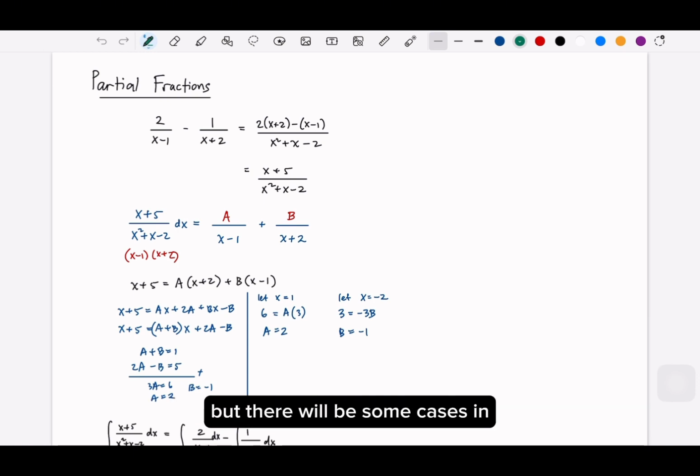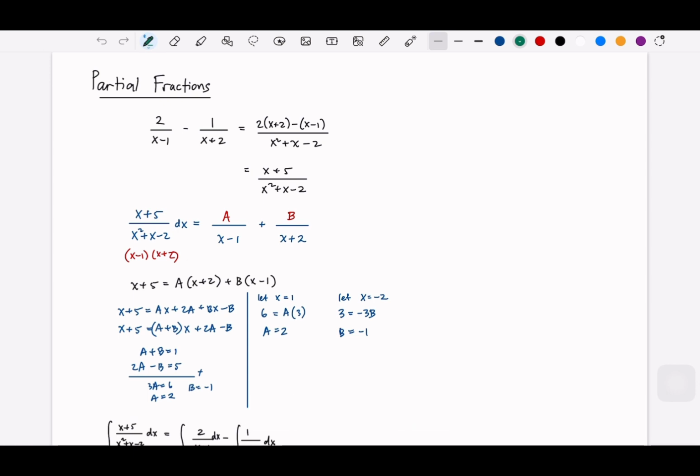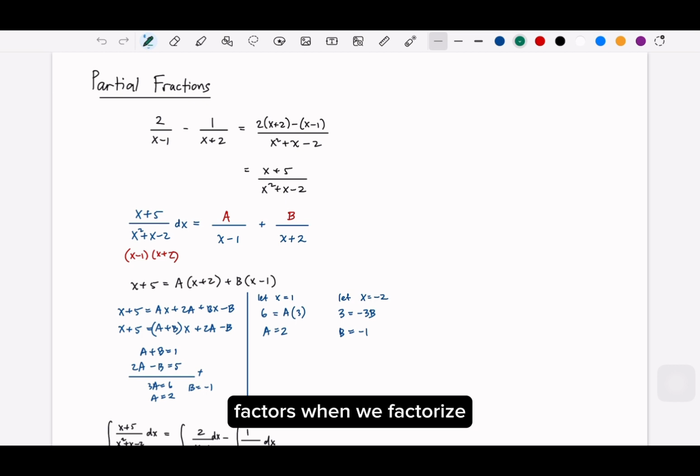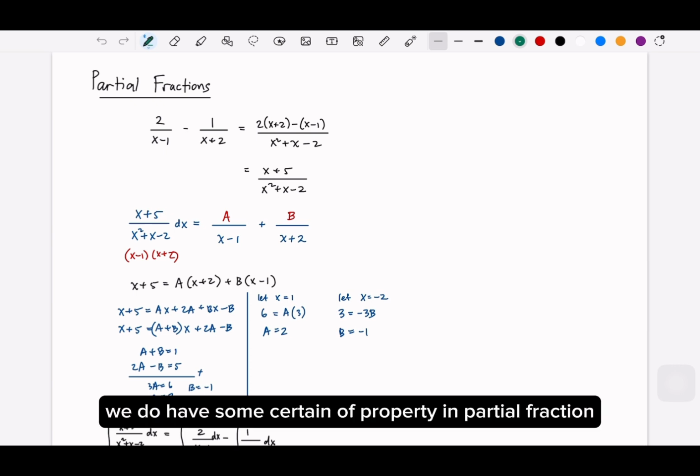But there will be some cases in the partial fraction, for example, the factors. When we factorize, maybe the factors have some multiplicity, and because of that multiplicity, we have certain properties in partial fraction that can help you to easily separate the functions.